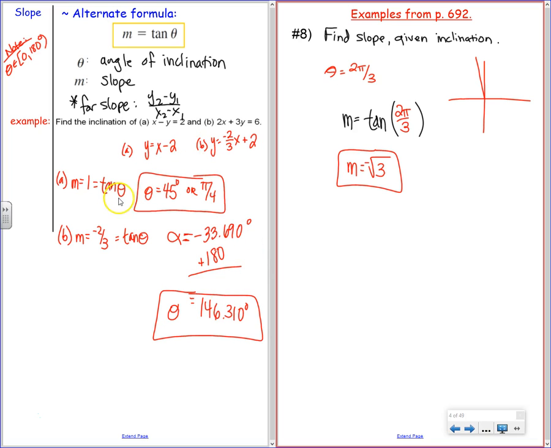Which one? Oh, alpha? Oh, right here, the fish. Because I did tangent inverse at both sides, and I got this guy, but I didn't want to call him theta because he's not the inclination. We don't use negative angles for inclination. So I called him another Greek letter.